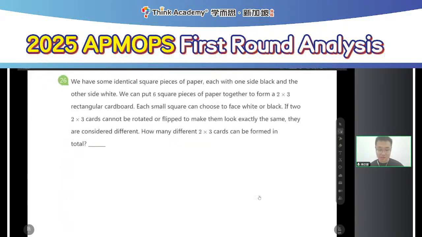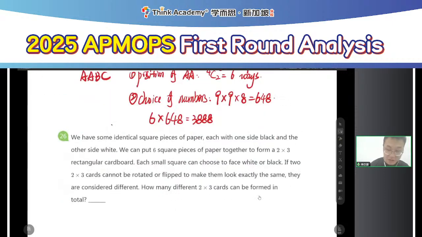Oh, wow, it's a disaster, question 26. So now question 26, this is the hardest question. This is a very hard question, so I labeled it difficult here.